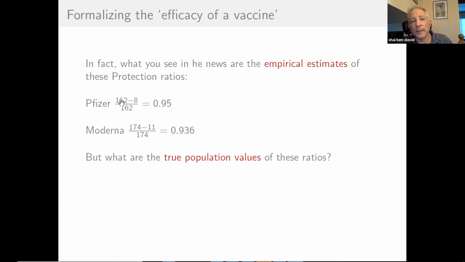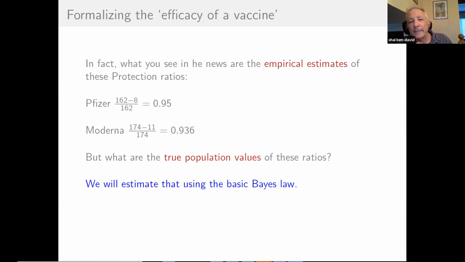They had 160 people that got sick with the placebo. They had 8 people that got sick with the vaccine. The difference, divided by the number that got sick with the placebo, is 0.95. And if we substitute the numbers for Moderna, it's a very similar number. So what you get reported in the media about the efficacy of the vaccine is actually these numbers. These are the empirical results. The question is, what are the true population values? How much can we trust that these empirical results really reflect the probabilities in the true population?